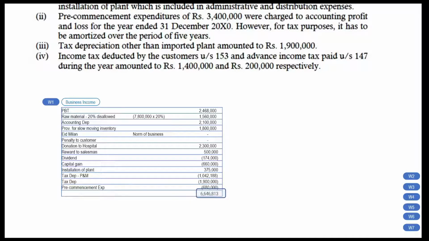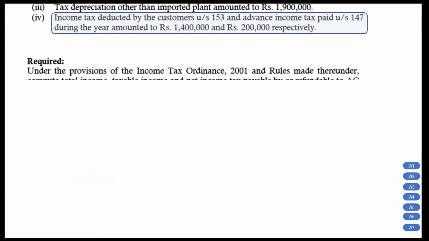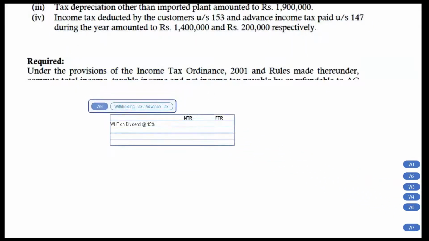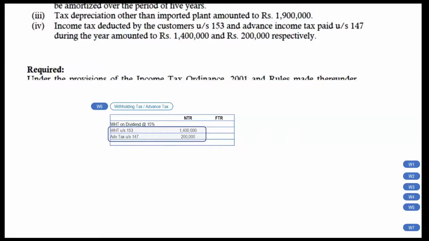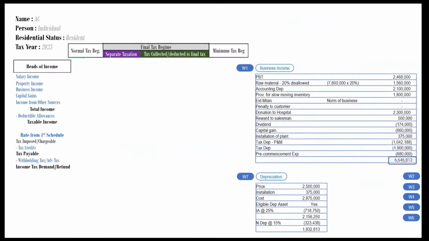Next information is about withholding tax and advance tax. Mention it in your working created for withholding tax. Mention 1.4 million and 200,000. Don't forget to mention withholding tax at import stage on imported plant. Let's now finalize workings, one by one, and mention results in main answer format.